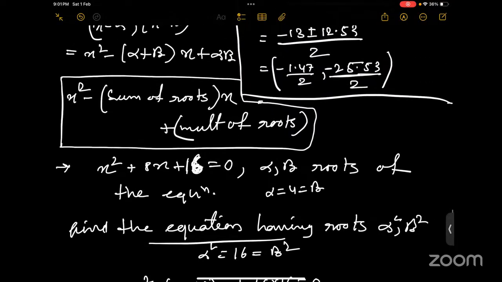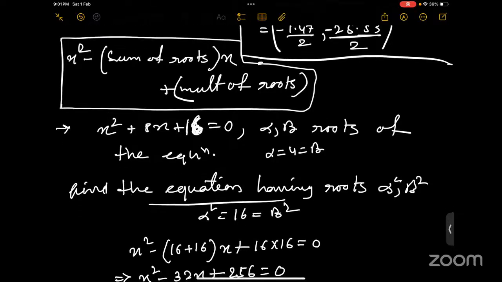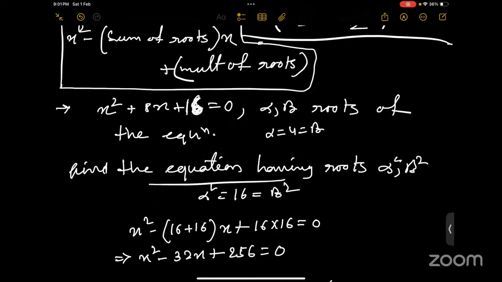So as I told you about the formula. If you have the two roots given, then the equation is in the format x square minus sum of the roots into x plus multiplication of the roots. So we have both the roots as 16, right? So alpha and beta are 4. Alpha and beta are equal, ma'am. Yeah. So alpha square and beta square will also be equal, right? 16.